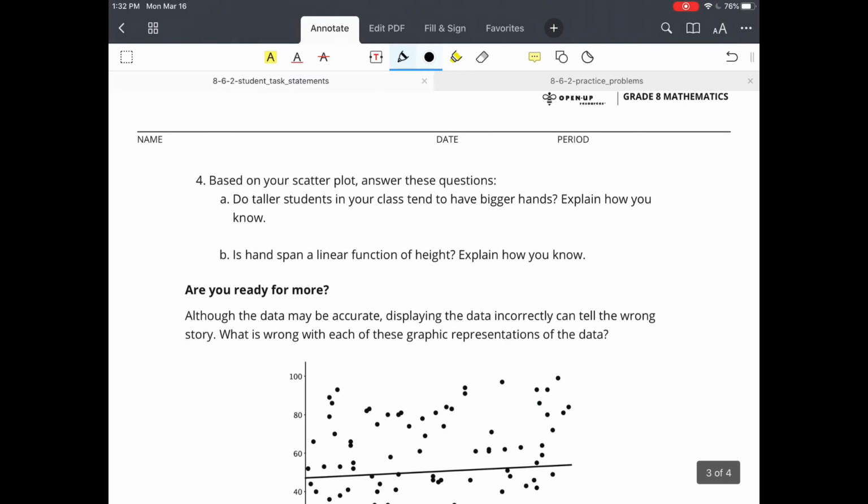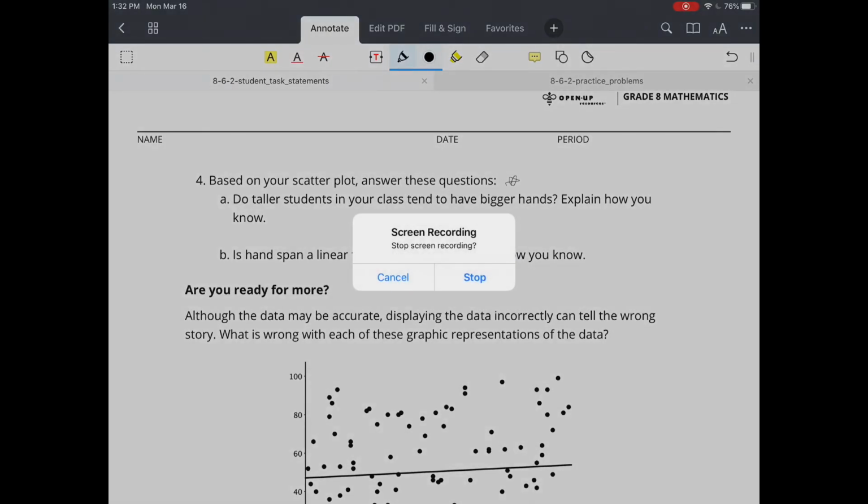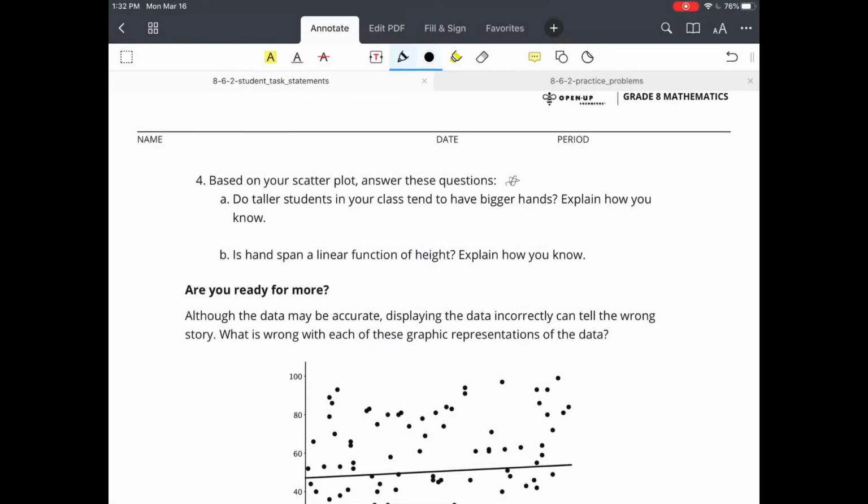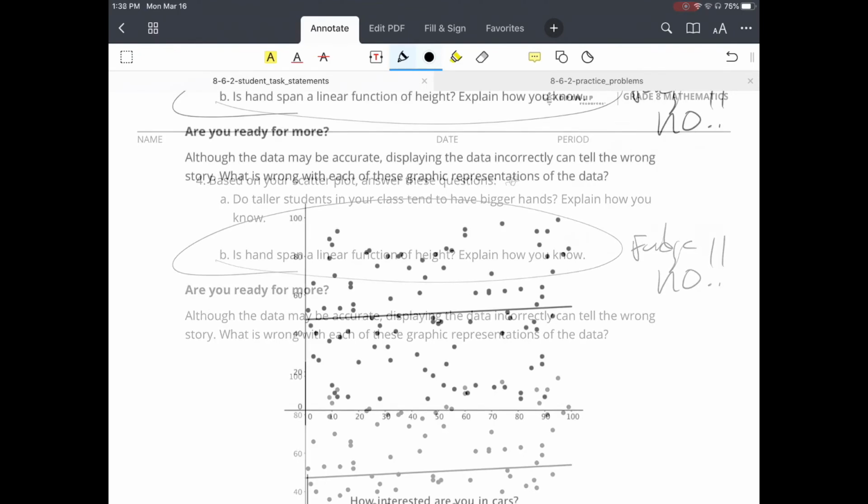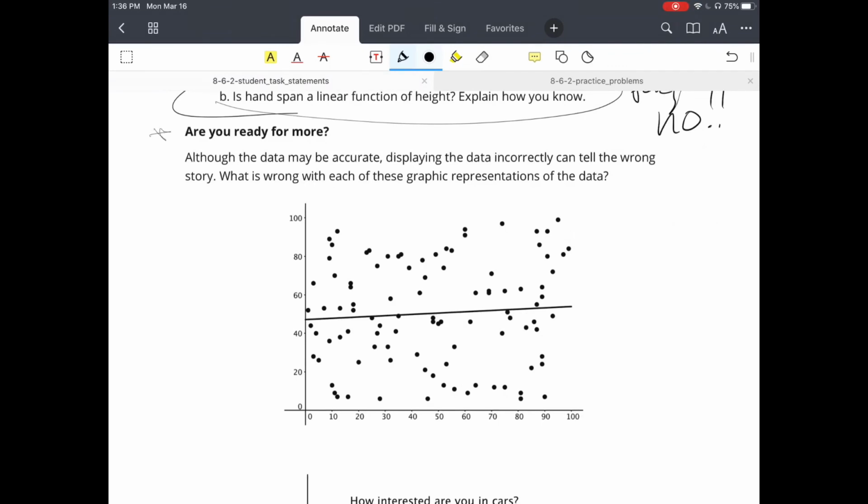Based on your scatter plot, answer these questions. We're going to have to just think about this one because unfortunately, we don't know much. Do taller students in your class tend to have bigger hands? Explain how you know. It makes sense that taller students would have bigger hands, but you won't know until we do this in class. Is the hand span a linear function of height? I'm going to say no.